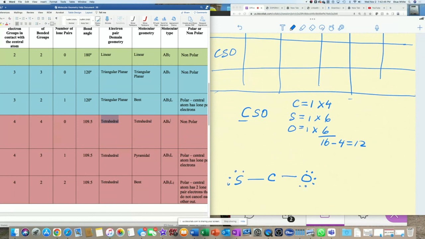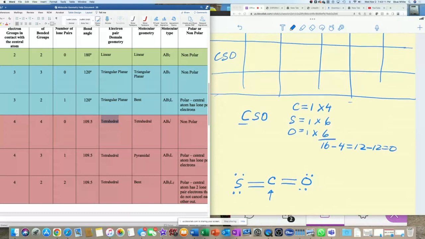1, 2, 3, 4, 5, 6. I'm out of all 12 electrons. Now remember, carbon always has to obey the octet rule. Carbon is one of those elements that obeys the octet rule all the time. So you have to help carbon get to 8 electrons. In doing so, you will use the electrons from here and from here to form a double bond between the carbon and the oxygen. So this is our Lewis structure.